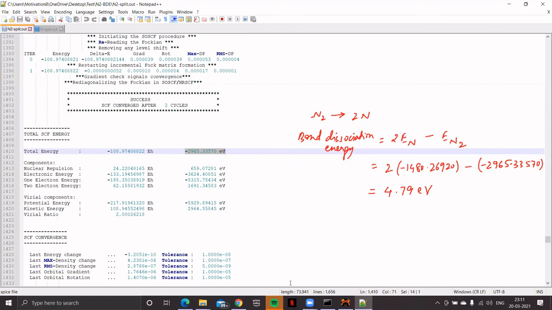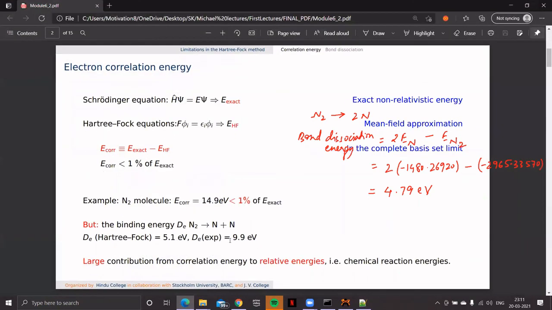And the experimental value is around 10 electron volt. This may be using some different basis set, but that's very close. So around 5 electron volt, we are getting Hartree-Fock, but huge difference. So the reason behind that is the neglect of correlation energy. So that's there in this particular video.